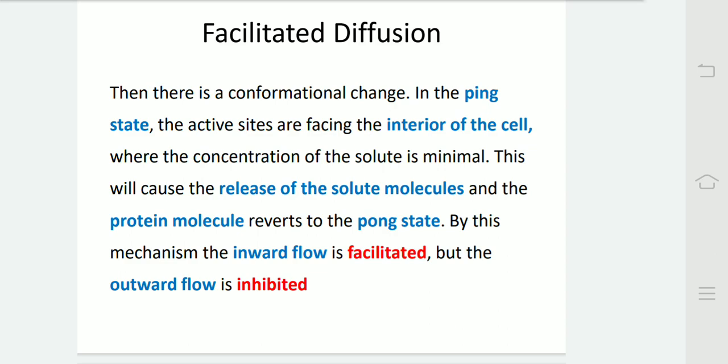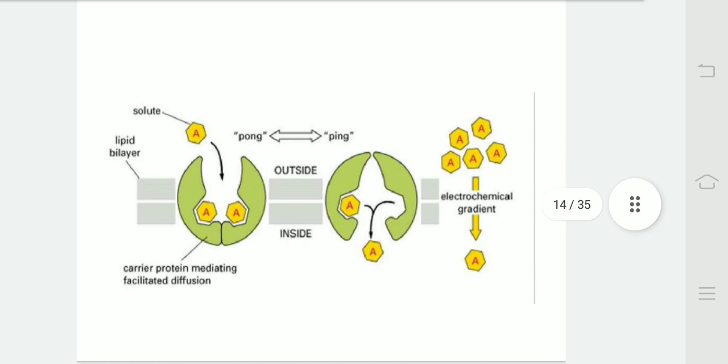In the ping state, the active sites are facing the interior of the cell, where the concentration of solute is minimal. This will cause the release of solute molecules, and the protein molecule reverts to the pong state. By this mechanism, the inward flow is facilitated, but the outward flow is inhibited. In this diagram, we can see the carrier protein showing ping and pong state.